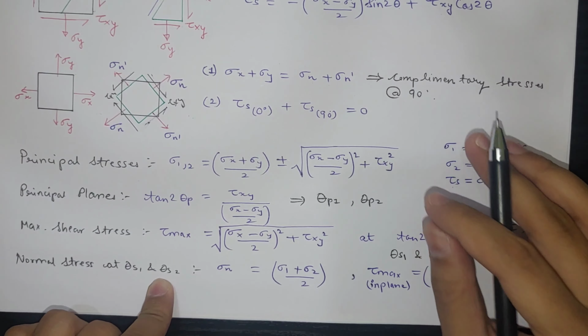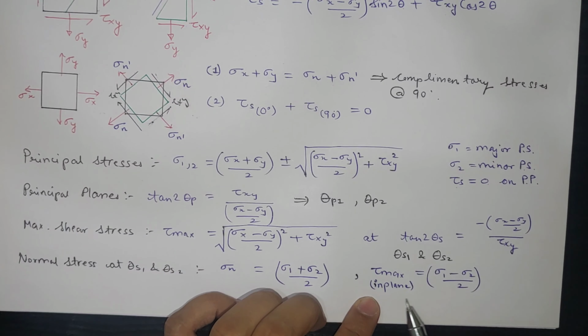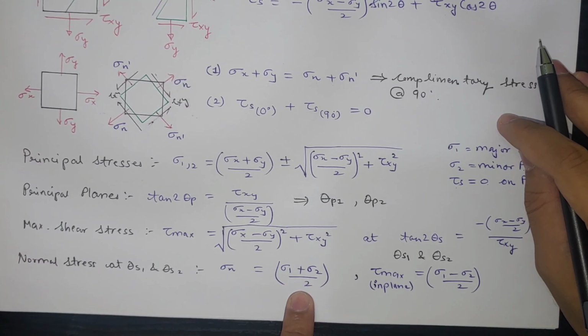The normal stress is equal to the summation of principal stresses divided by 2, so the average of the principal stresses. And tau max is calculated by sigma 1 minus sigma 2 divided by 2, which is called the in-plane maximum shear stress. There is also absolute shear stress, which we will discuss in future videos, but here the maximum shear stress we are calculating is the in-plane shear stress, calculated by subtracting principal stresses divided by 2, and the normal stress on that plane is sigma 1 plus sigma 2 divided by 2.